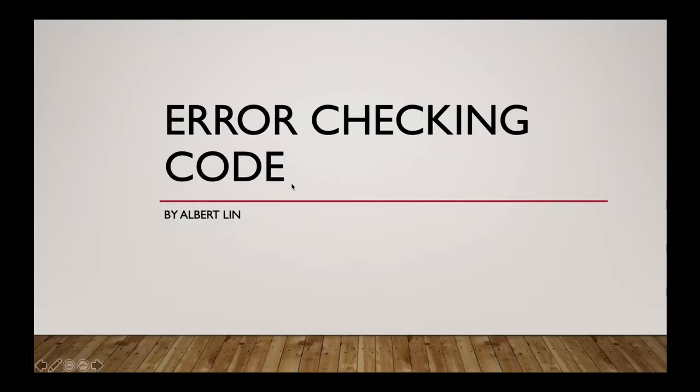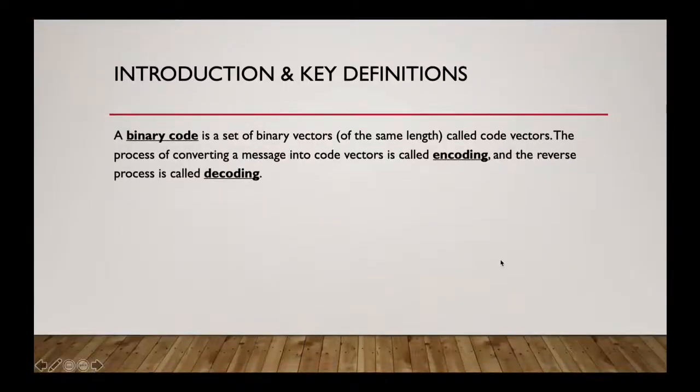So, as I mentioned before, this topic is error checking code. And here's just a quick introduction. A binary code is a set of binary vectors of the same length called code vectors. And the process of converting a message into code vectors is called encoding, and the reverse process is decoding.